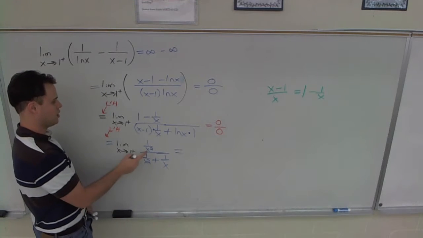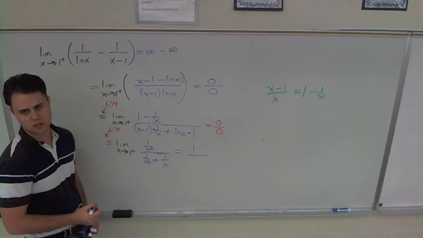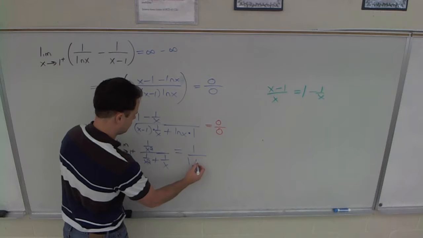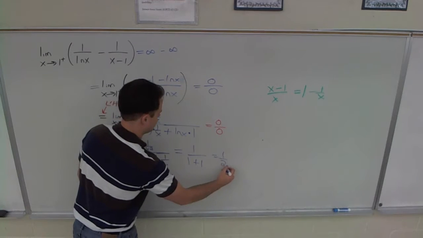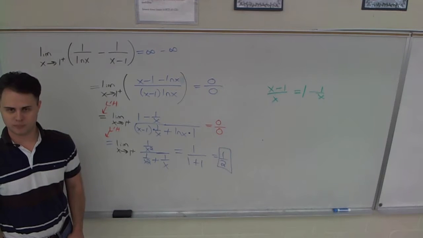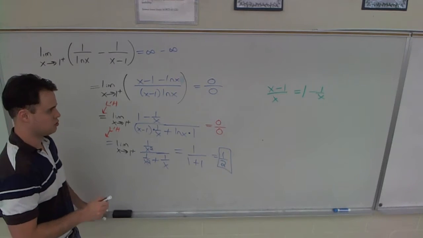So let's see if that one comes out any better. Now sticking in 1, it's just going to be 1 on top, right? 1 squared is 1, 1 over 1 is 1. Over 2. Yay. So that limit is 1/2. Okay? Sweet. All right, let's do one more.